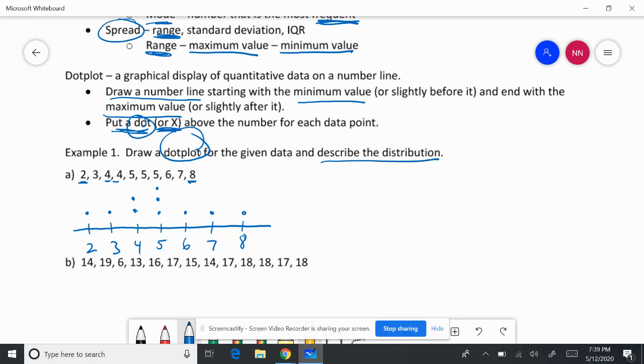Now I'm going to describe the distribution. In order to describe the distribution, we have our 4 characteristics. So we're going to look at our shape first. And with our shape, if we're looking at this, notice that our peak is right here. And there's 3 on the right, there's 3 on the left. So we would say approximately symmetric.